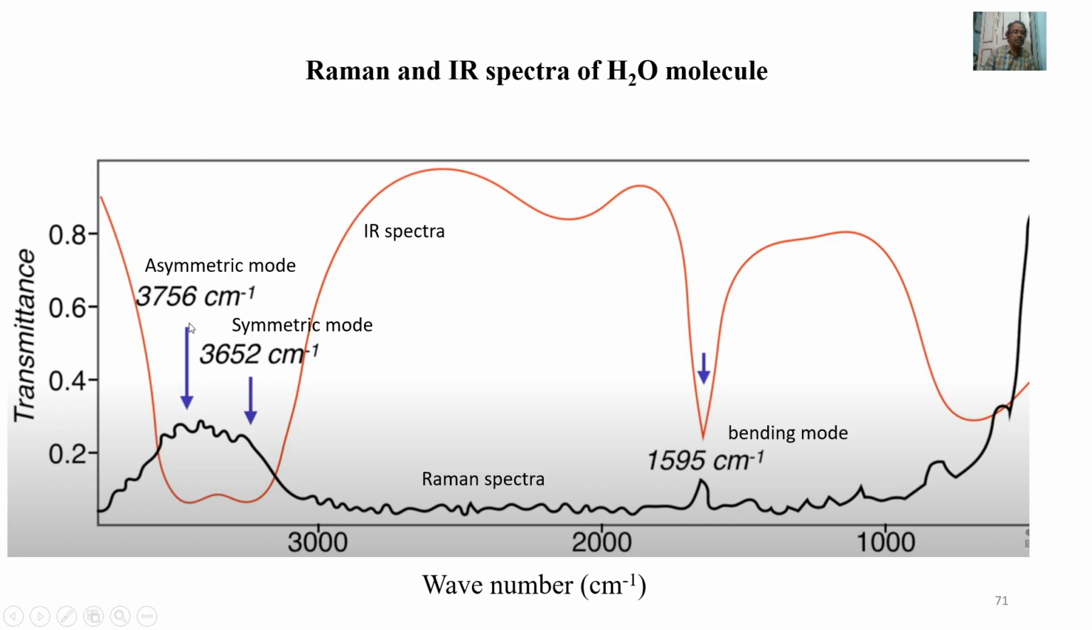The highest wave number occurs for the asymmetric mode, 3756 per centimeter, and the symmetric mode lies at 3652 per centimeter, whereas for the bending mode it comes around 1595 per centimeter. And all the 3 modes are both Raman active as well as IR active for the H2O molecule.